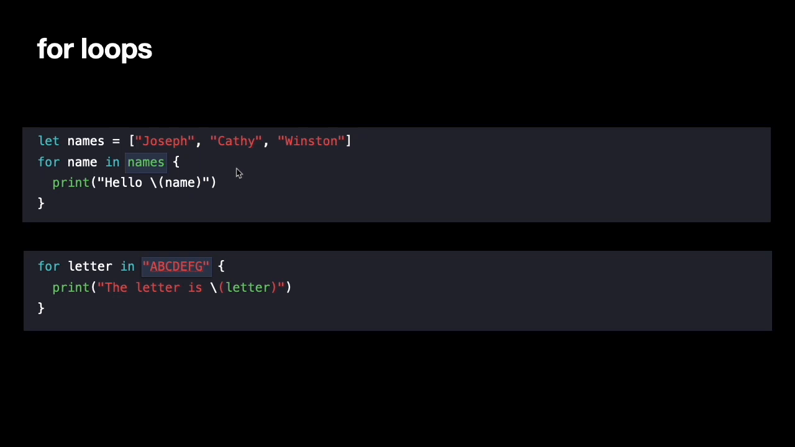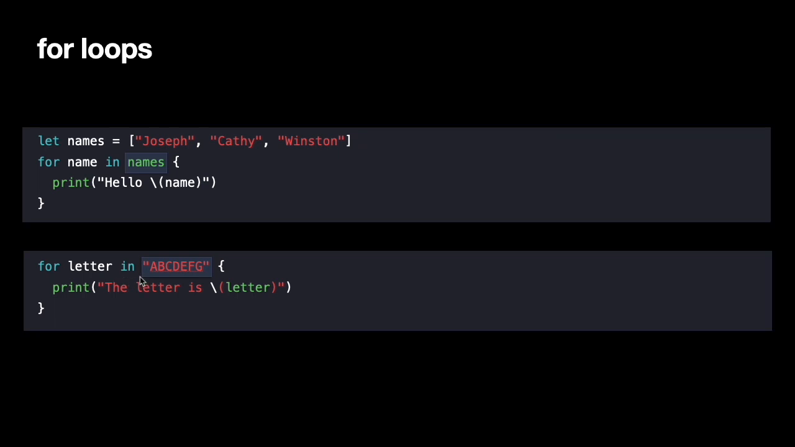We can use for loops to conveniently iterate through every element of an array. In this case, we have an array of strings. It has 3 elements, and then our for loop, for name in names, executes this code. Names is the array and is plural. It is common in Swift to use the plural form to name arrays, and then we use the singular form for each item in each iteration. So in this case, the first time through the loop, it'll print out hello Joseph, and then the second time hello Kathy, and then the third time hello Winston.